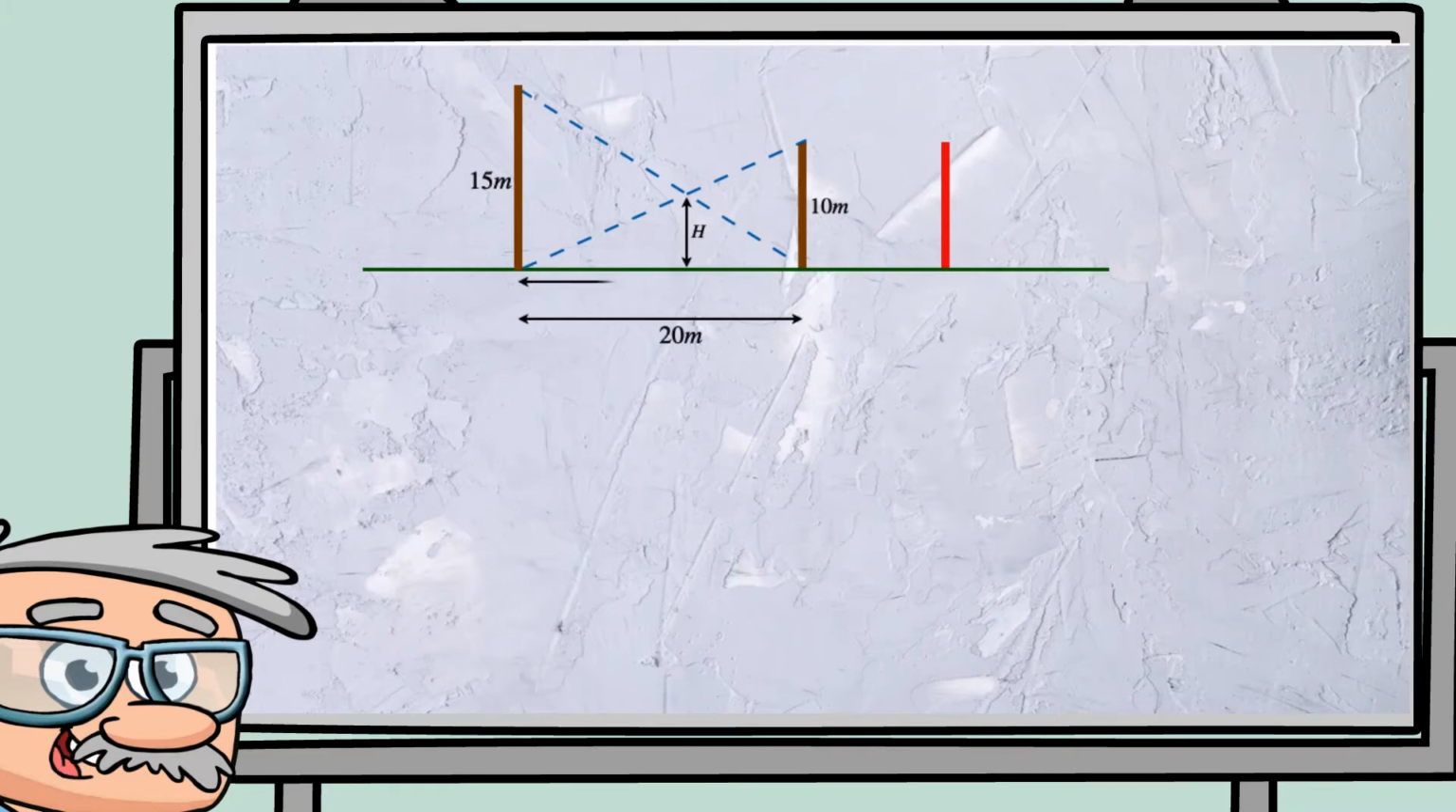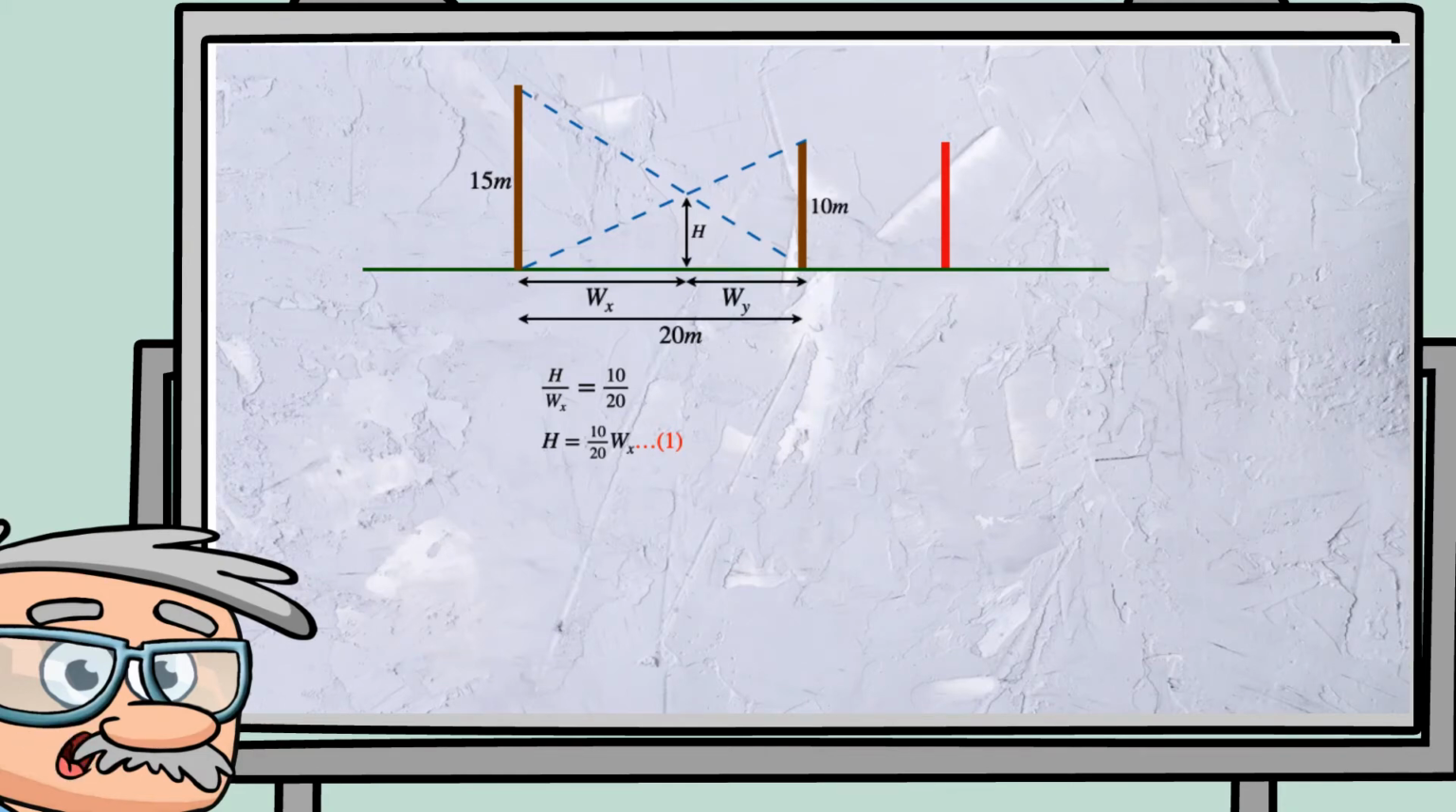Let's first of all find the height h. We'll call the distance from the left pole to the intersection point Wx, and the distance to the other pole Wy. We can see from the diagram that there are a number of equivalent triangles from which we can see that h over Wx is equivalent to 10 over 20. So h equals 10 divided by 20 times Wx.